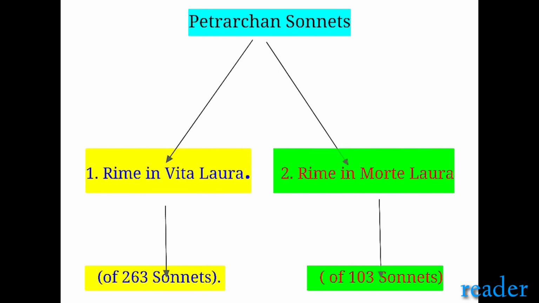All the sonnets he wrote are classified into two. The first is Rime in vita di Laura and the second is Rime in morte di Laura.